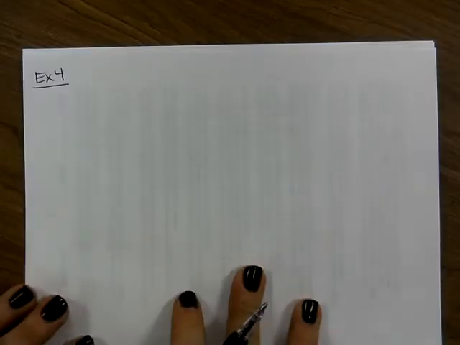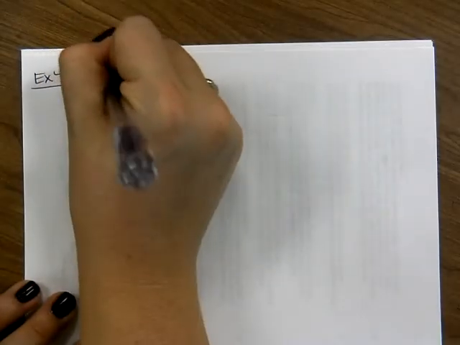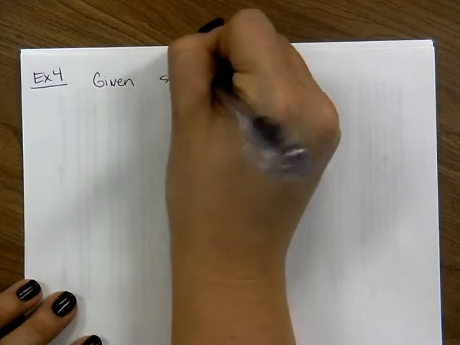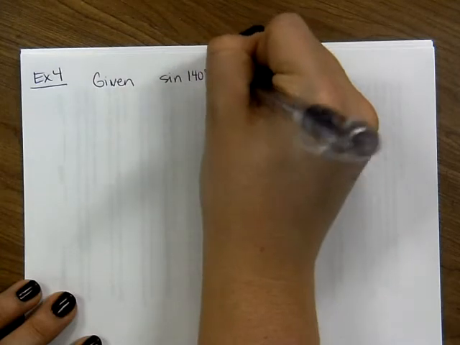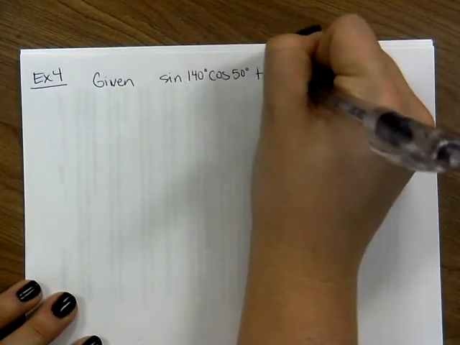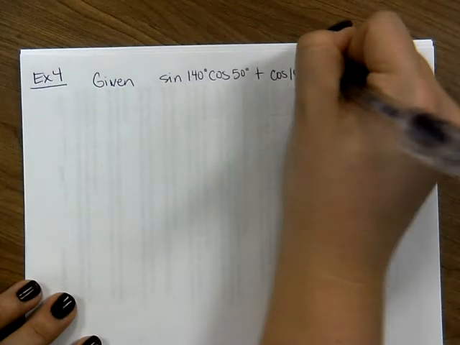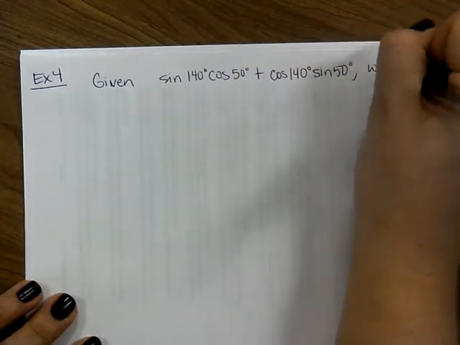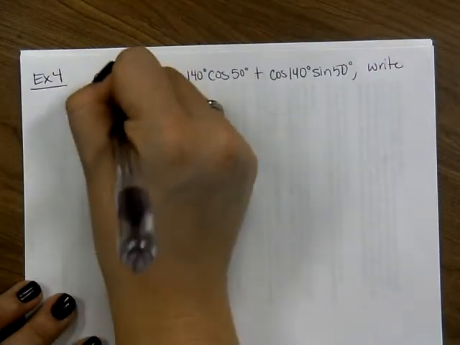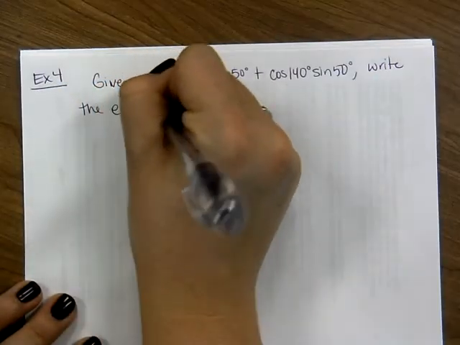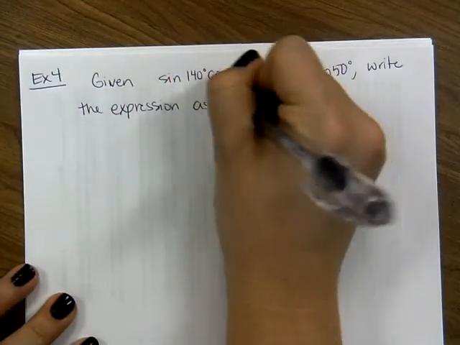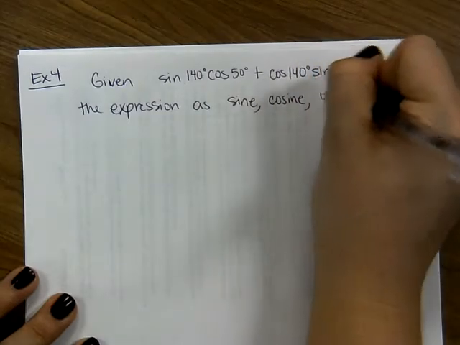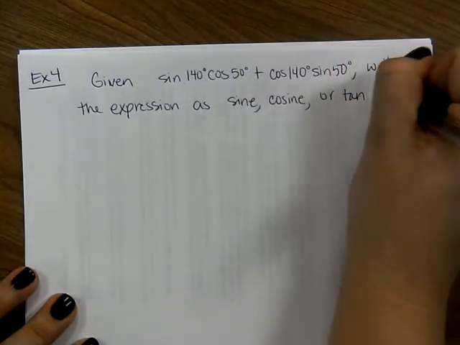Example 4. Given the sine of 140 degrees times the cosine of 50 degrees plus the cosine of 140 degrees times the sine of 50 degrees. Write the expression as sine, cosine, or tangent of an angle.